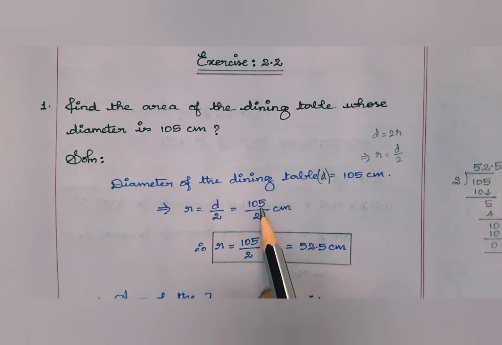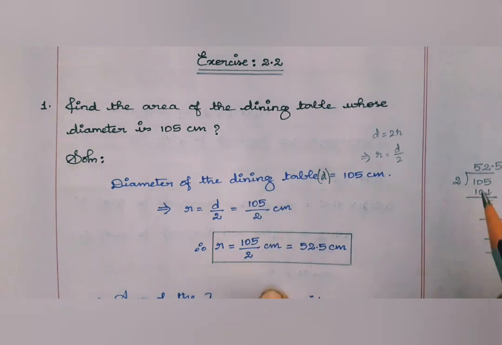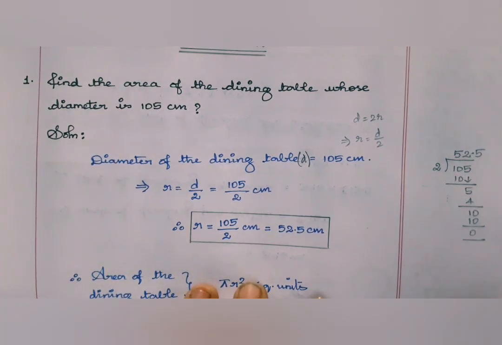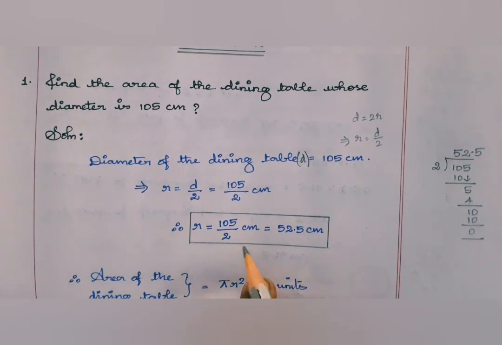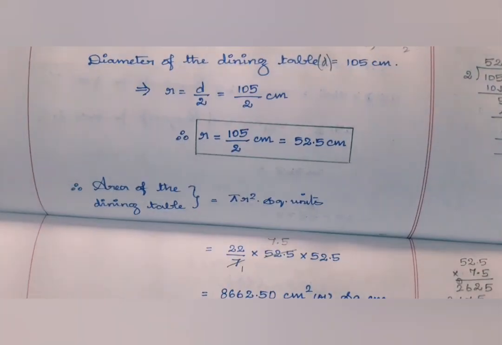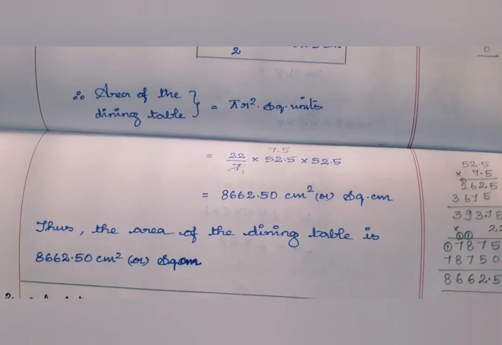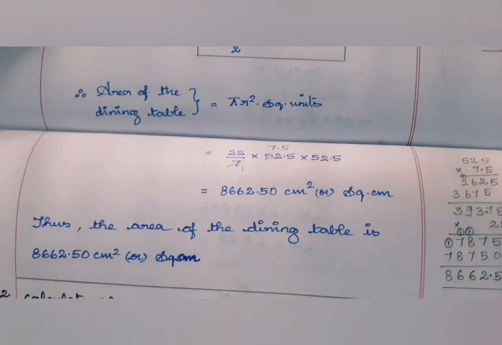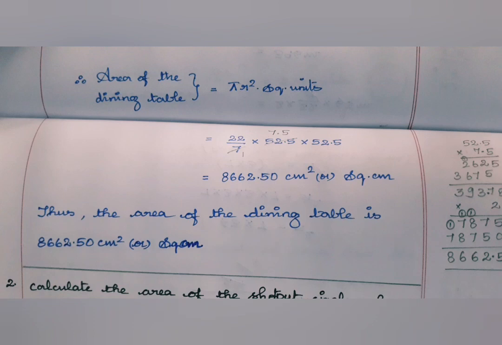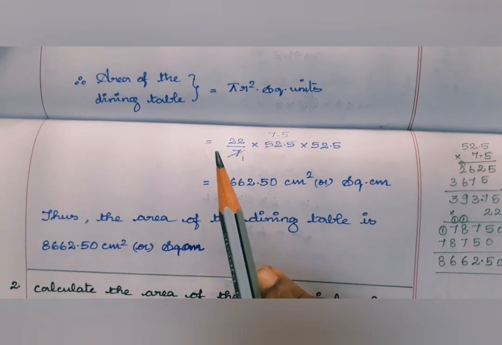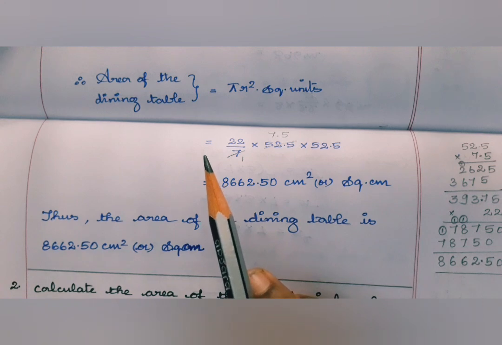R is equal to 105 by 2 centimeters. When we divide 105 by 2, we get 52.5. Therefore R is equal to 52.5 centimeters. With the help of R, we can find the area of the dining table. So the area of the dining table is equal to pi r square units, because the dining table is in the shape of a circle. That's why they have given the radius.